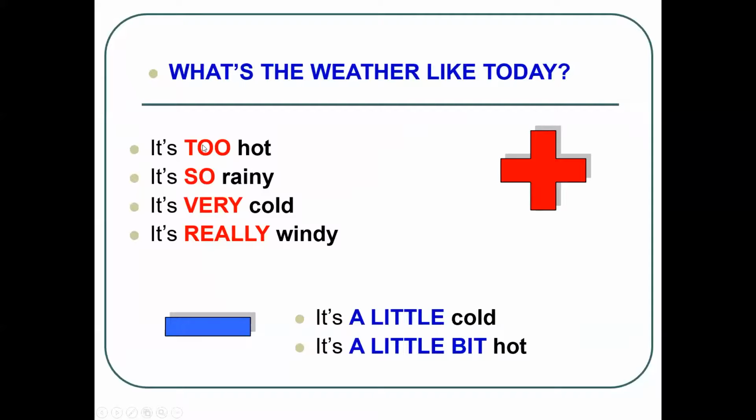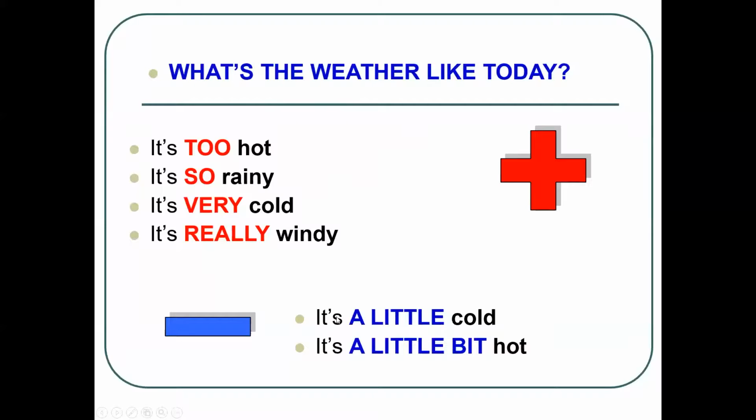If tomorrow you go outside and it's so sunny and so hot, you can say, if I ask you, what's the weather like today, student? You can say, it's so hot, it's really hot, it's very hot, it's too hot, right?